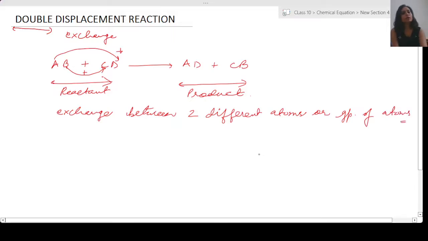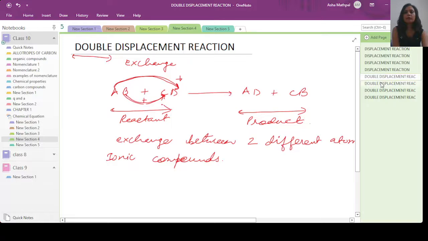If we observe further, they always occur in ionic compounds and there is an exchange of ions. That is why it is called a double displacement reaction, because it is occurring twice. Like A is combining with D and B is joining with C. So there is an exchange of ions, or you can say that the displacement is occurring twice. It will become clearer with the help of the examples we will see.